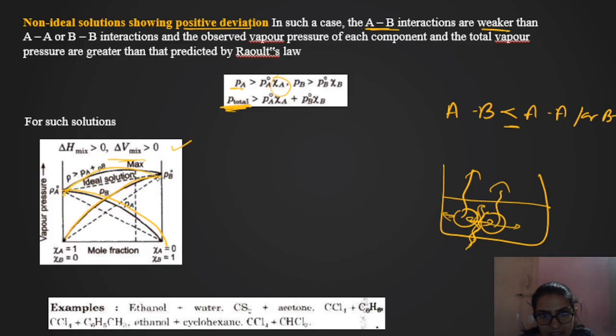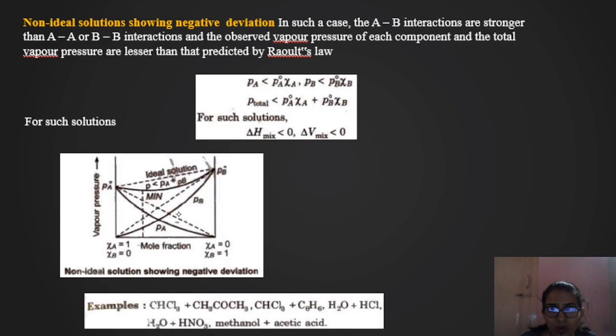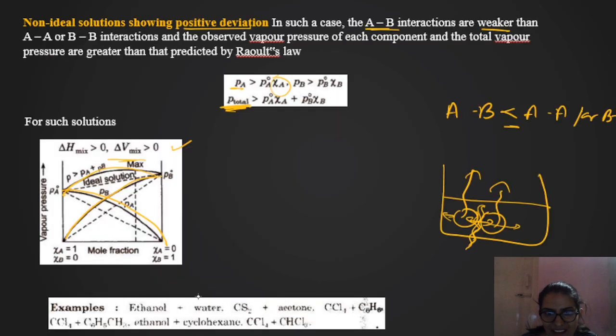We had this graph for the ideal solution. But now for positive deviation, you'll see this kind of graph, right? It is deviated from Raoult's law. This shows it is not following Raoult's law at all. We have some examples which show positive deviation: ethanol and water, CS2 and acetone, CCl4 and benzene, and many more examples.